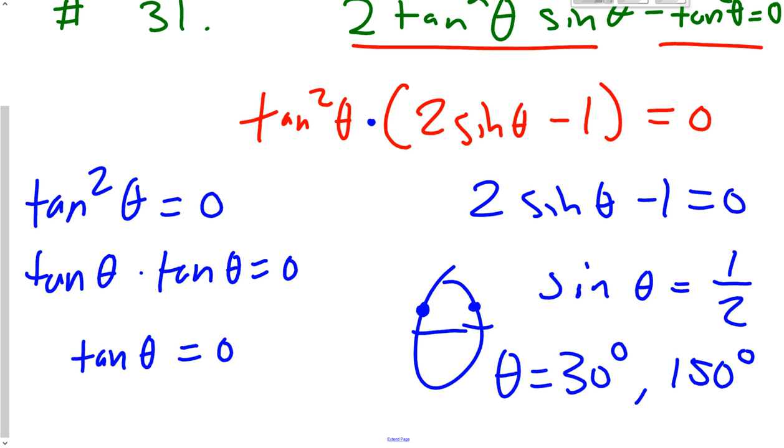And where's tangent 0? Well, tangent is 0 wherever y is 0, right? So that would be at 0 degrees and 180 degrees. So there are our 4 answers for number 31. And so that's it for this video. And that's how you kind of factor.